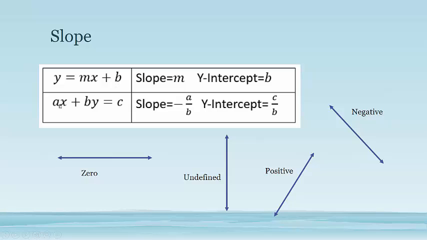And then if you have it in standard form, you can skip a few steps and get negative a over b as your slope, and c over b as your y-intercept. That can save you some time if you don't want to solve it out.